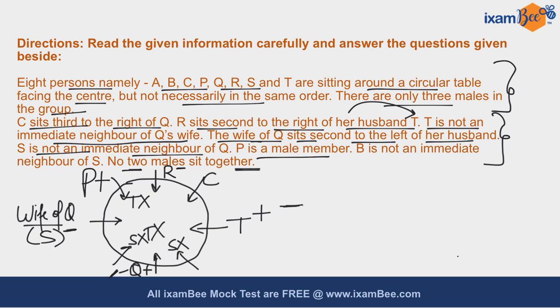Now it is given to you that B is not an immediate neighbor of S, so I can place B over here. Also, I know that no two males sit together, so the gender of B is female and the remaining person left out is A, and the gender of A is also female because we know that two male persons cannot sit together. So this is our final arrangement, and basis on this let us answer some questions.